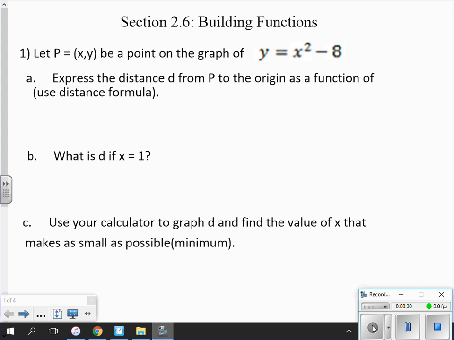Let P be any point on the graph y equals x squared minus 8. Okay. Part A, express the distance d from P to the origin as a function of the distance formula. So the first thing you have to do is, what's the distance formula?